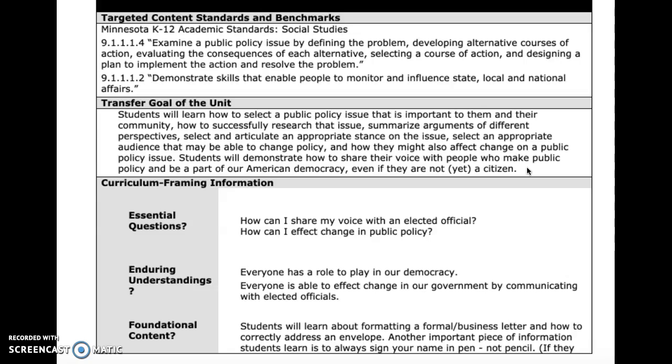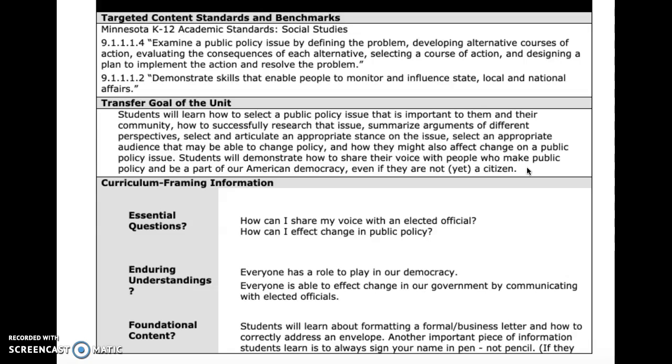What students are taking out of this unit that they can use in later studies or in other academic areas are how to participate in our democracy, so how to get involved in government, and really that everyone is able to affect change in the government by communicating with elected officials. For me, this is a lifelong skill that people should have.